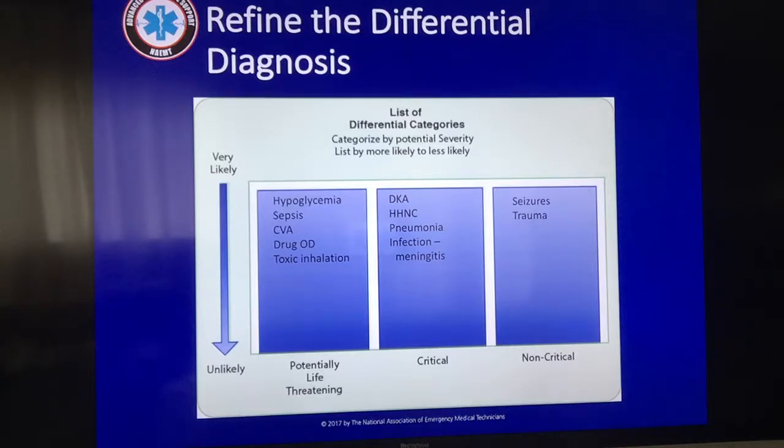Again, our differentials. Where do we go from here? What is your BLS management going to be? What would be some ALS management? And then what were the critical care management issues that you would do to manage this patient? What kind of diagnosis are we thinking of? What do we think this patient could have?